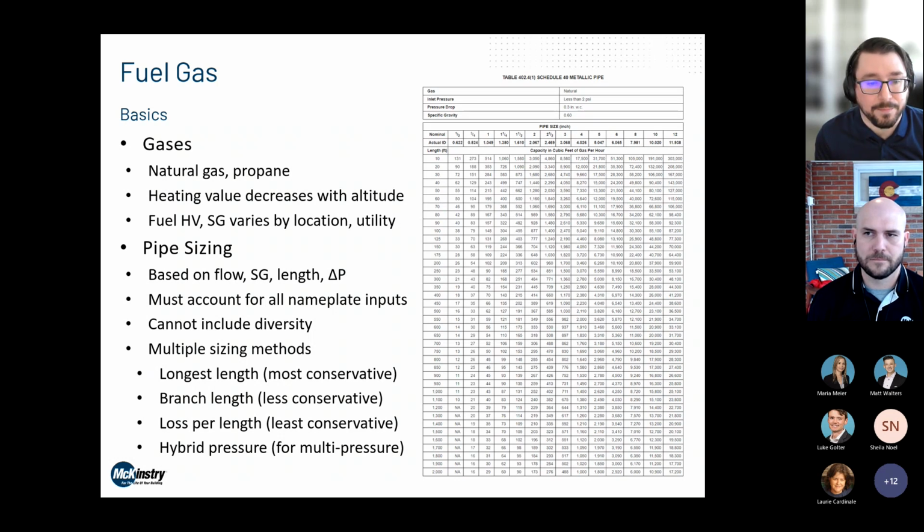So, a bunch of different sizing methods. These get kind of wonky and detailed. Just know that longest length is most common and also most conservative, and that the hybrid pressure method is something you can use when you have, say, pressure regulators on your gas system inside the building, like a high pressure system that turns down to a lower pressure system somewhere inside the building.